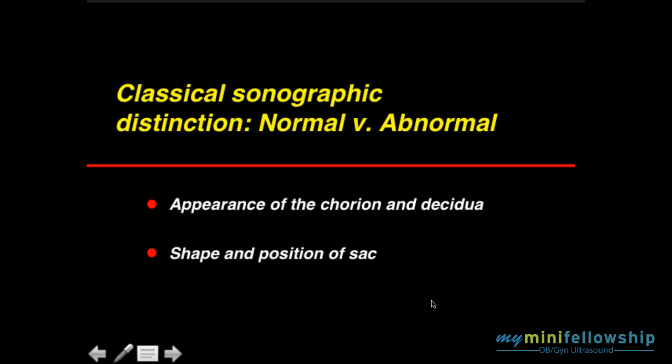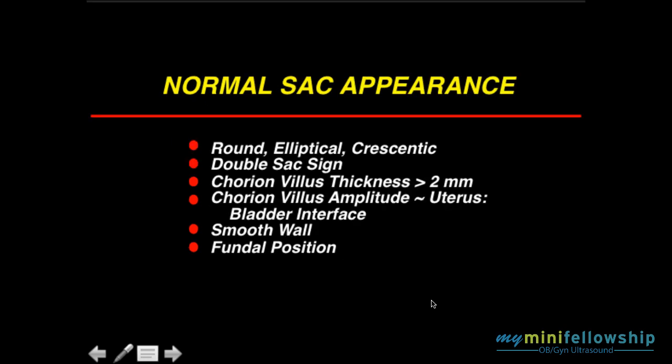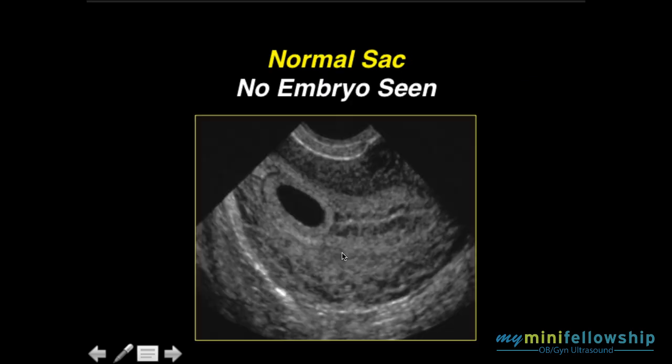Before the advent of endovaginal sonography, and even before the advent of real-time sonography, sonologists still tried to decide whether or not a pregnancy was normal or abnormal. We did this by an analysis of the appearance of the chorion and decidua and the shape and the position of the sac. Normal sacs have the following appearance. They are round or elliptical. Occasionally they are crescentic. They show the double sac sign. Chorion villus margin is thick. The chorion villus margin has high amplitude echoes in it. It has a smooth wall and it is positioned high in the uterus.